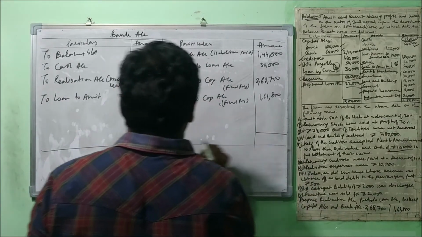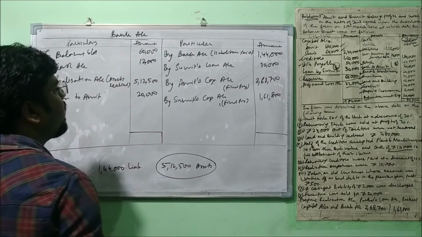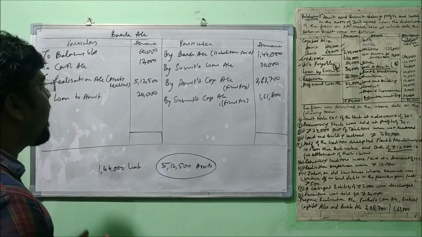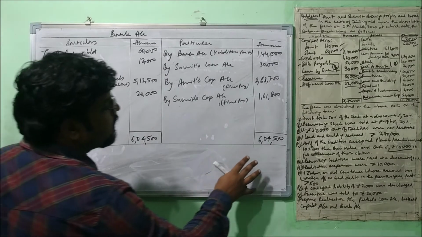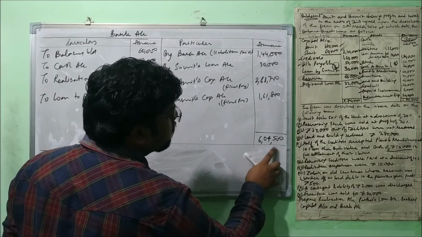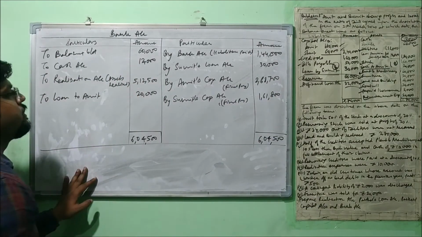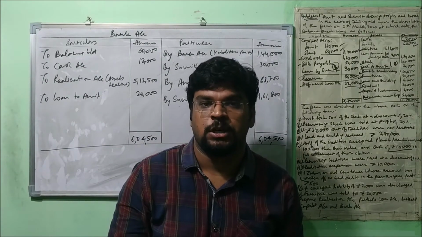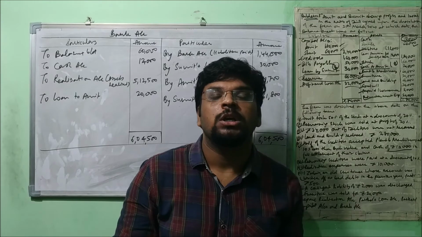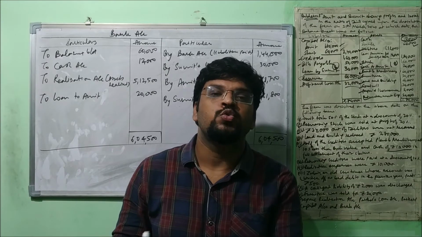No balance will be left. If the two sides match, then we are correct. Alright. So friends, have a look here. The two side totals match, 6,04,500, this side and that side. Means we are correct. So this is the way to attempt the question in case of a loan from a partner or a loan to a partner.